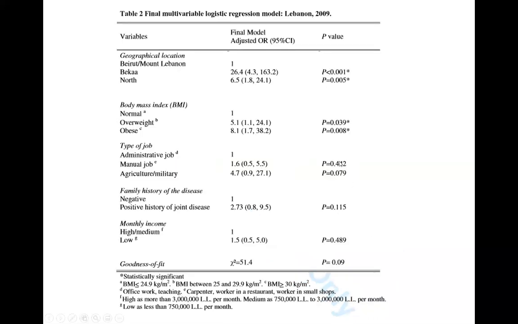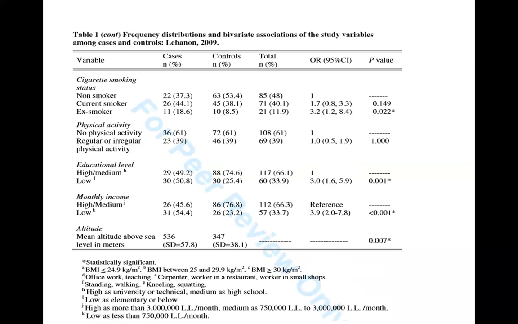And when we do a final multivariable logistic regression on the same data, what we put in the analysis are 4 or 5 variables: geographic location, body mass index, type of job, family history. Of course, this comes from several tables before, but this table is done only for illustration. So we have a longer table.